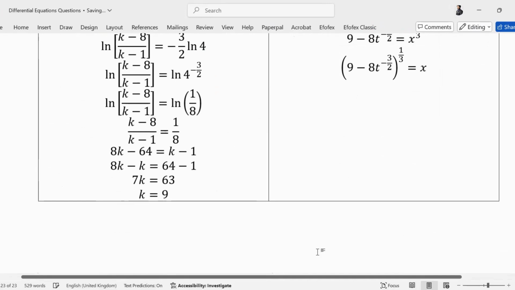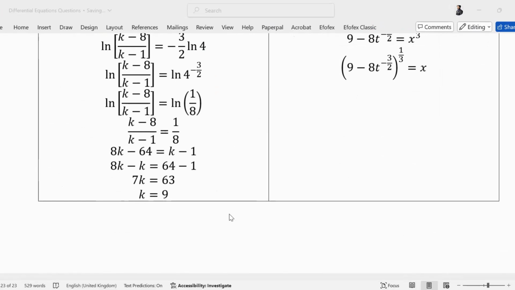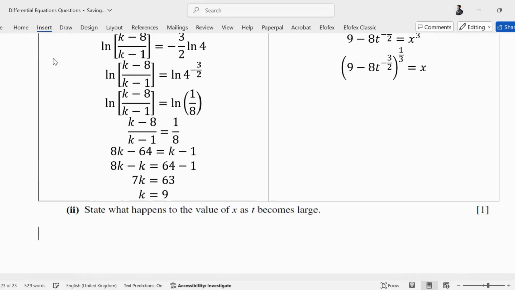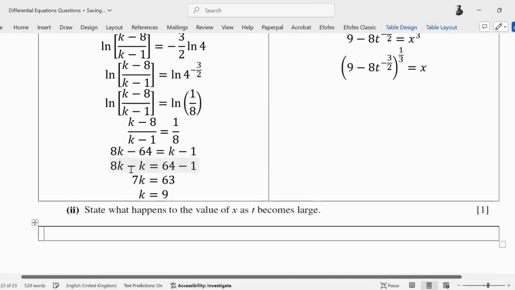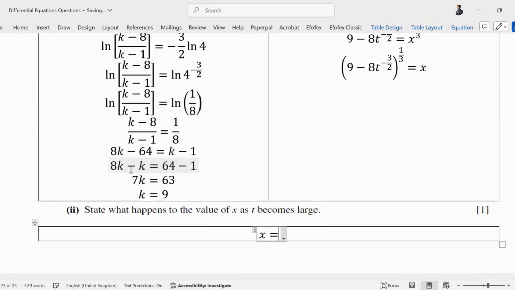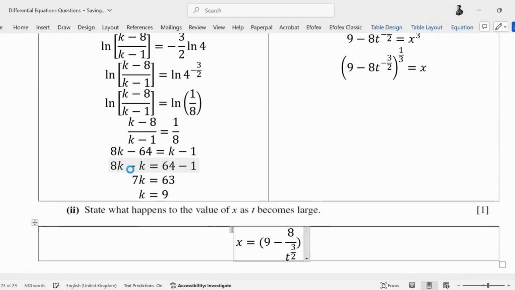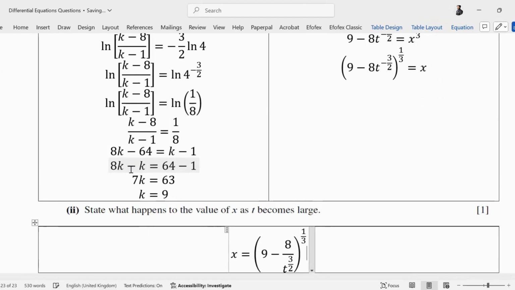This is how we had to integrate this part. I'll also do the second part, which is just a 1 mark part. The question says: state what happens to the value of x as t becomes very large. Now, large means infinity. I can write that x is, I'll just rewrite this, (9 minus 8 upon t to the power 3 upon 2) to the power 1 upon 3.